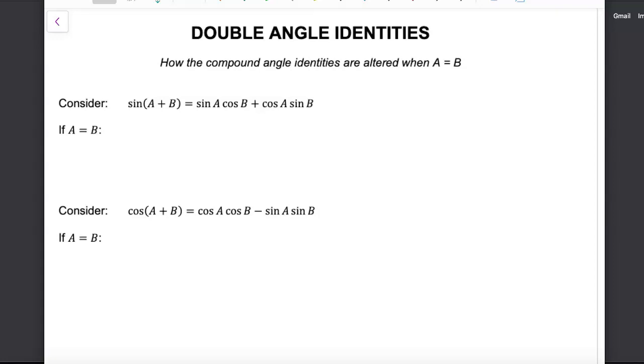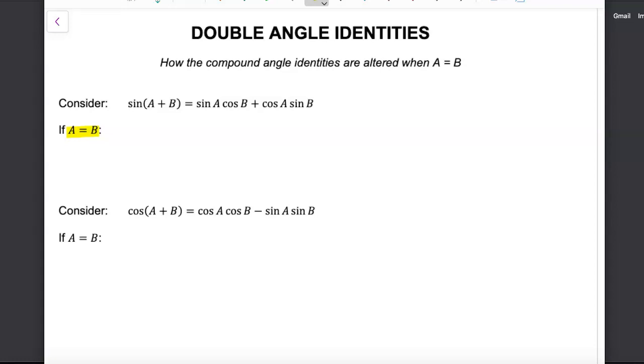So in this video, we're going to consider double angle identities. This relates directly to our compound angle identities. But we end up with a double angle when angle A is equivalent to angle B. So let's consider the identity of sine angle A plus angle B.